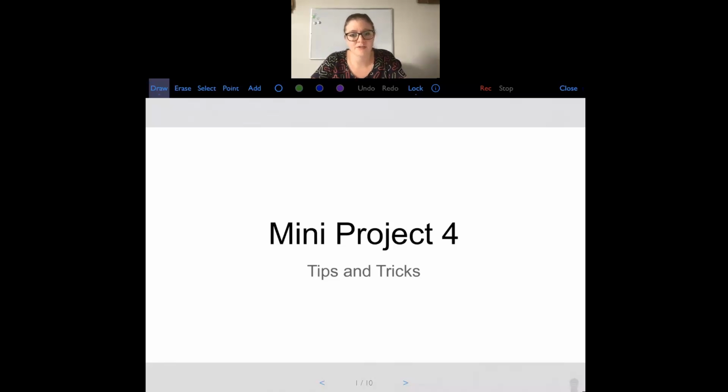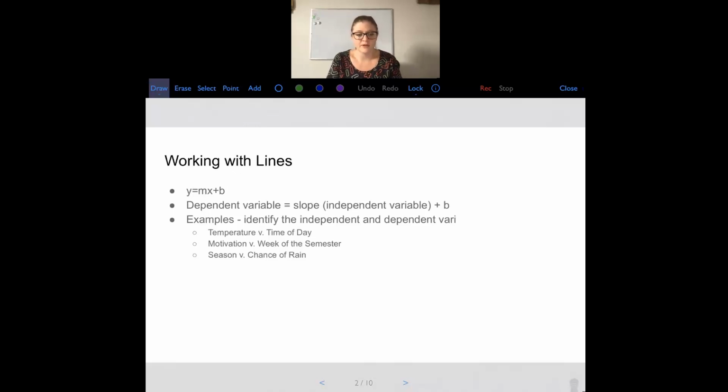I am going to give you some tips and tricks for Mini Project 4. So Mini Project 4 is about applications of functions, particularly a linear function. Remember, working with lines, we have an equation y equals mx plus b, or as a function, f of x is equal to mx plus b.